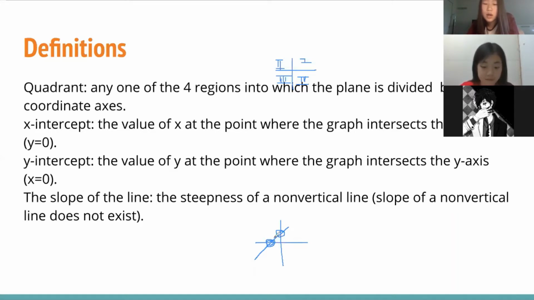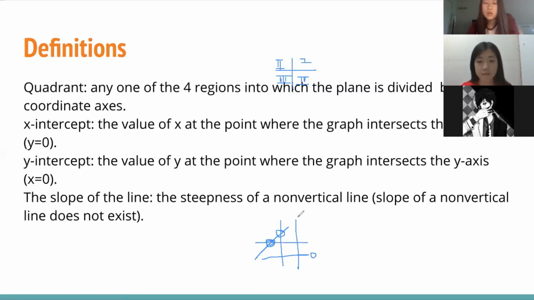And the slope of the line, we're going to learn about the slope next slide. And slope is basically how steep the line is. As you can see, the line is tilted. When the line is horizontal, it has no slope. And when the line is vertical, the slope is undefined.